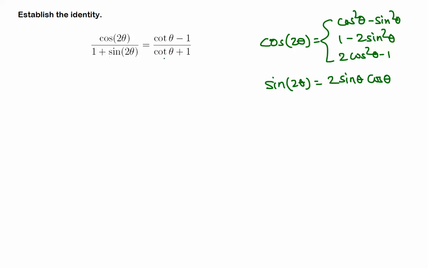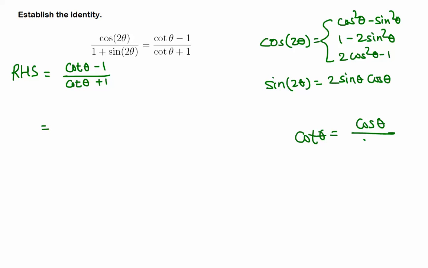So let me try from the right hand side and get to the left side. Alternatively, I'll show you how to get right from left as well. So let's start with the right hand side, and I'll try to reach the left. The right hand side is cotangent theta minus 1 over cotangent theta plus 1. And by the way, cotangent is the ratio of cosine and sine. So cotangent is cosine over sine.